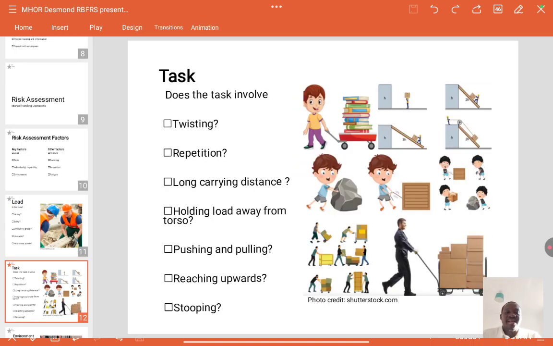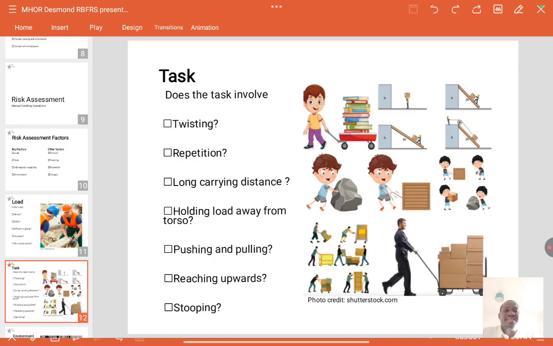Let's look at the task itself, the task. So when you look at the task, I put in the picture here highlighting different works that are being taken, all involving dragging and pulling and pushing.